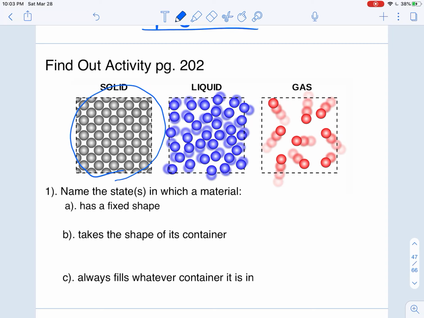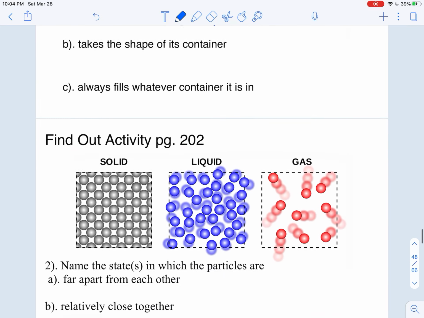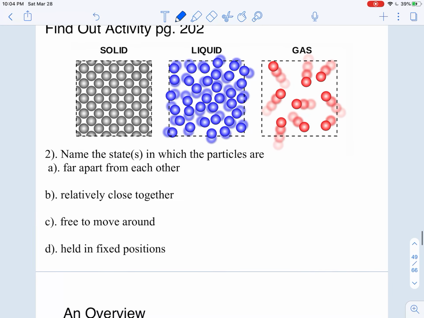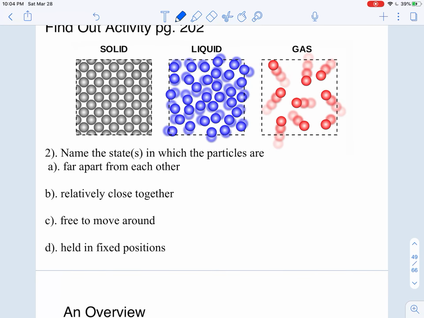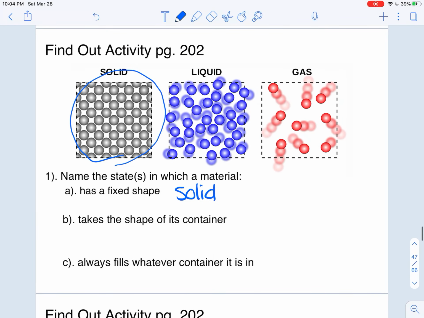So looking below, when our questions are talking about having a fixed shape, solid objects are the ones that would be found in a fixed shape. When we go on to the question about held in fixed position, that also means the same thing. So that was also describing a solid.